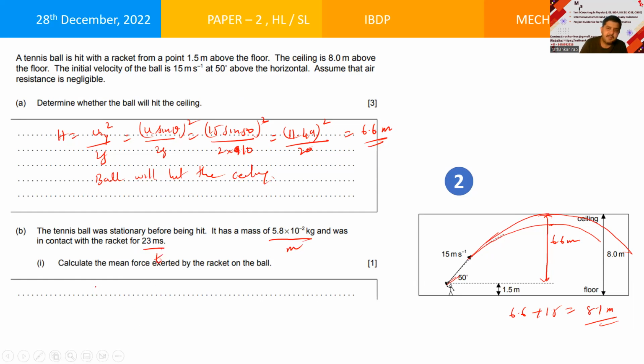So how do I find mean force, average force, all these things? What you need to do is F is equal to m into (V minus U) divided by T, right? So what is m? 5.8 into 10 power minus 2 into V. What is V here? V is nothing but this V here. Do not take any component here, okay? It is just this velocity, which is 15. And before it was hit, it was 0. And what time was it in contact with the racket? It was there for 23 milliseconds, 23 into 10 to the power of minus 3. Now let us do what is this value. Use your calculators. Okay.